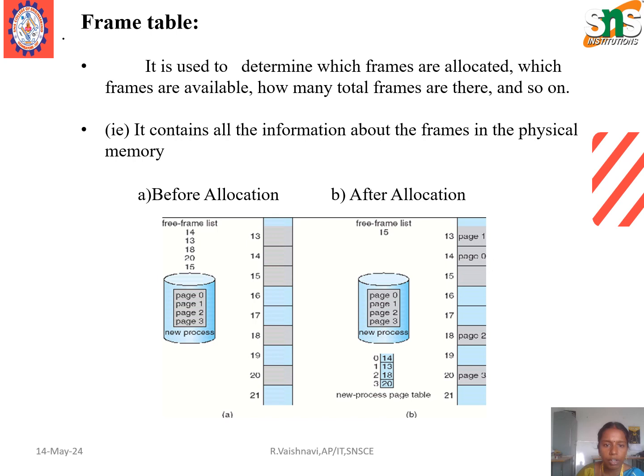Next one is the frame table. It is used to determine which frames are allocated, which frames are available, how many total frames there are, and so on. That is, it contains all the information about the frames in the physical memory. Here we have the diagrammatic representation for before allocation and after allocation.